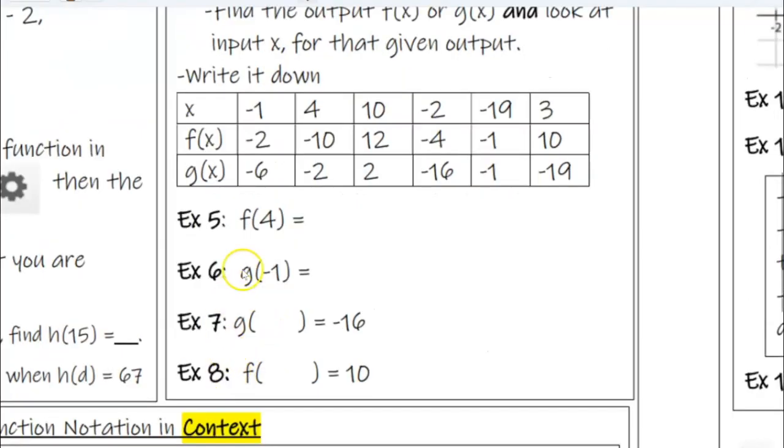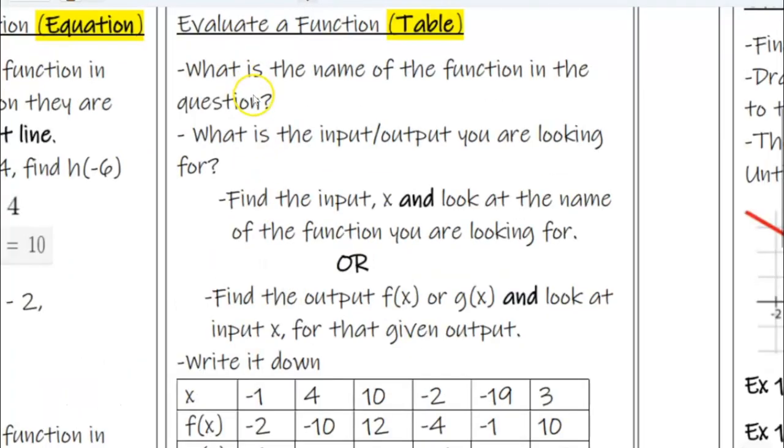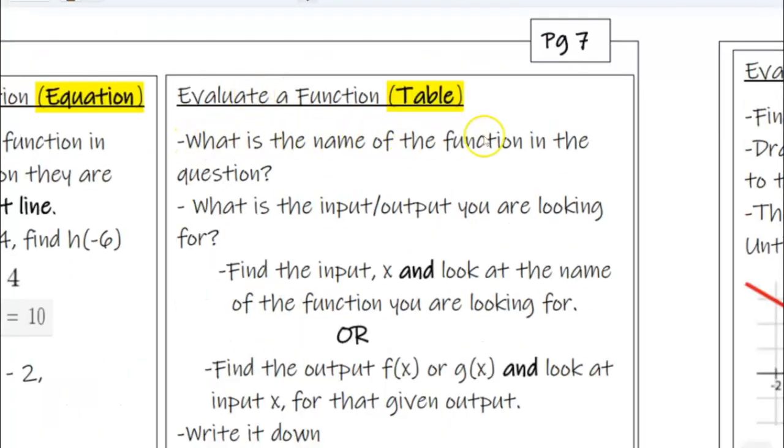So the name of my function is f. What is the name of your function? The name of my function is f. So going back to my notes, what is the name of the function in the question? For me, it's f. What is yours? What is the input or output that you are looking for?